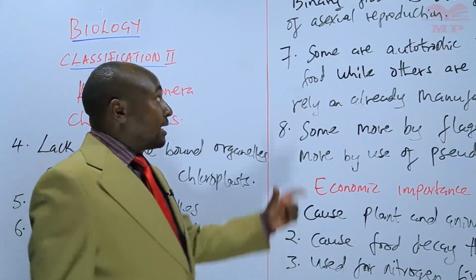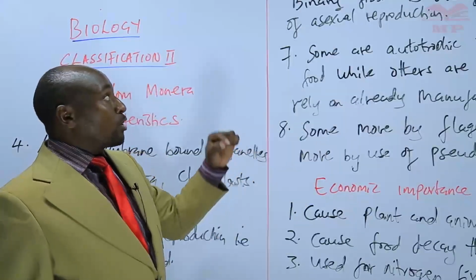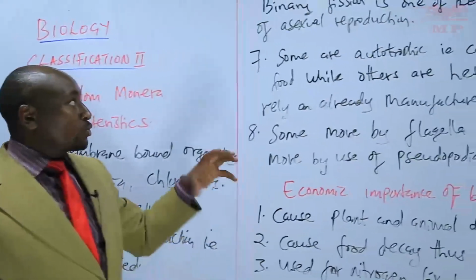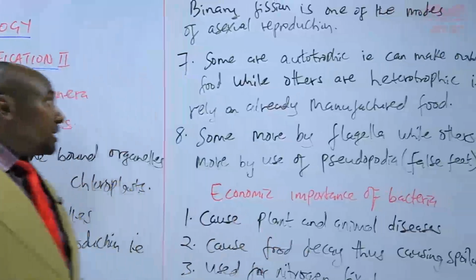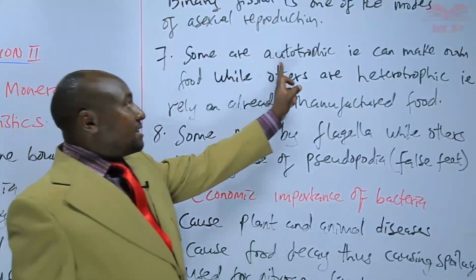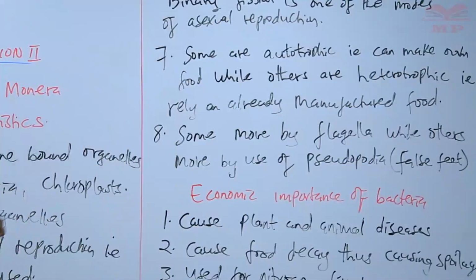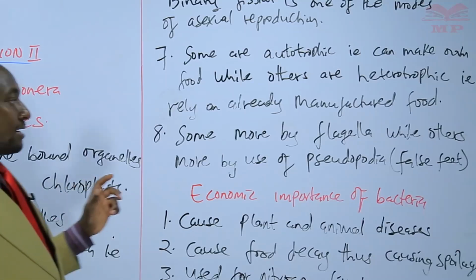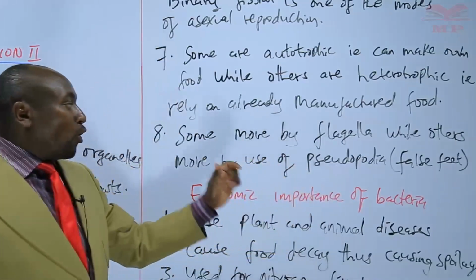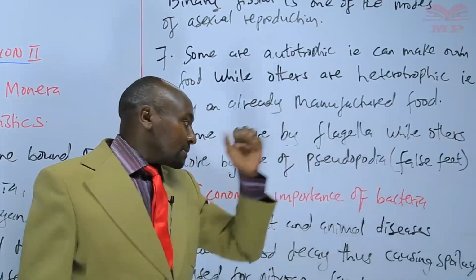For example, one of the modes of asexual reproduction that is used by bacteria is called binary fission. We shall look at binary fission in more detail in other topics. Their mode of nutrition is either autotrophic or heterotrophic. And then finally, they move by flagella or pseudopodia. And I've explained those two terms.